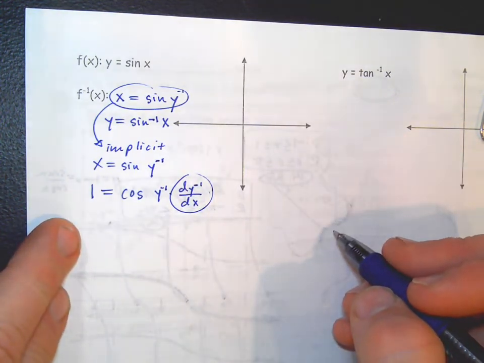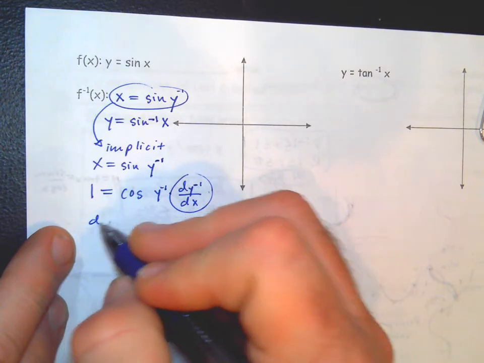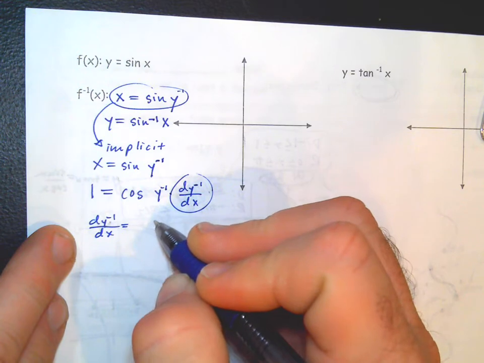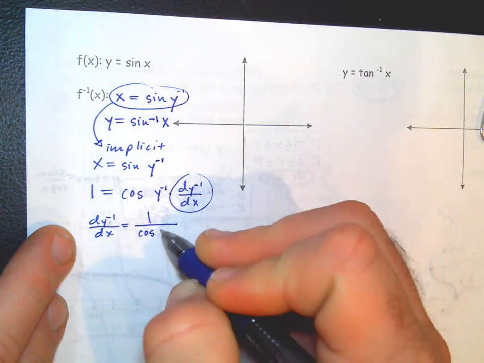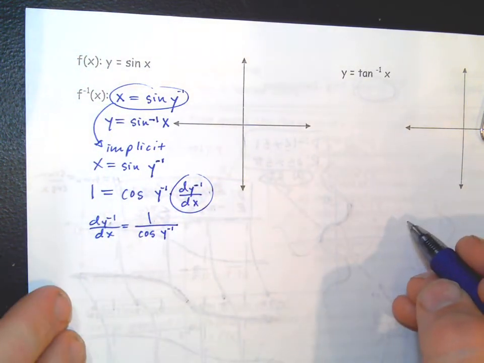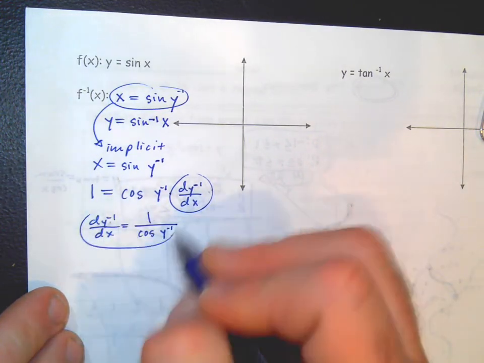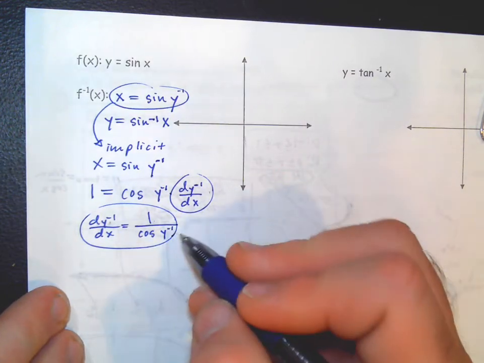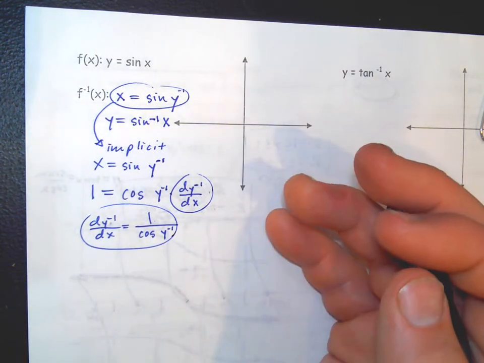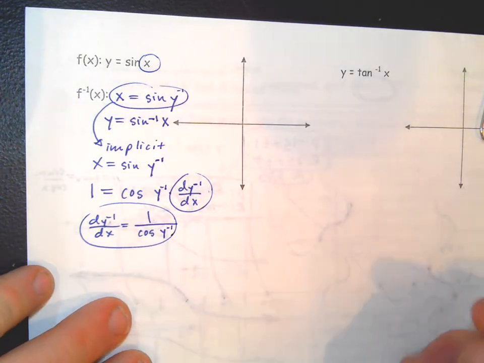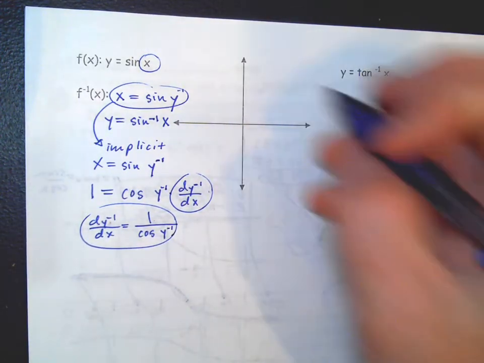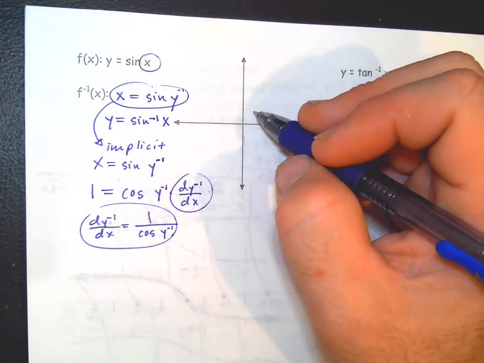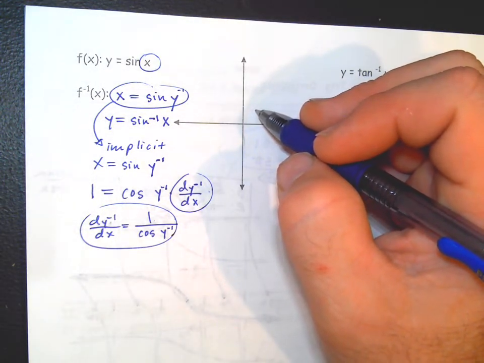Okay? So if we solve for it, the derivative of the inverse is going to be 1 over cosine of the new inverse y. So this is the derivative of the inverse sine. Problem is it's written in terms of y. So we usually like our derivatives to be written in terms of x, right? So I could draw a little picture up here to kind of help you figure out how to rewrite cosine y in terms of x.